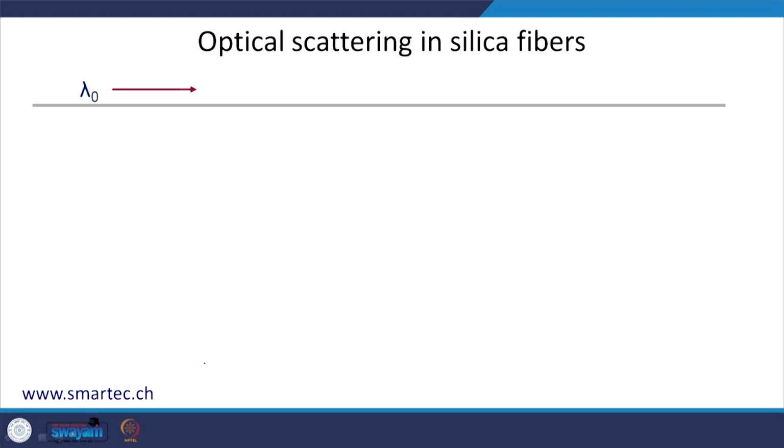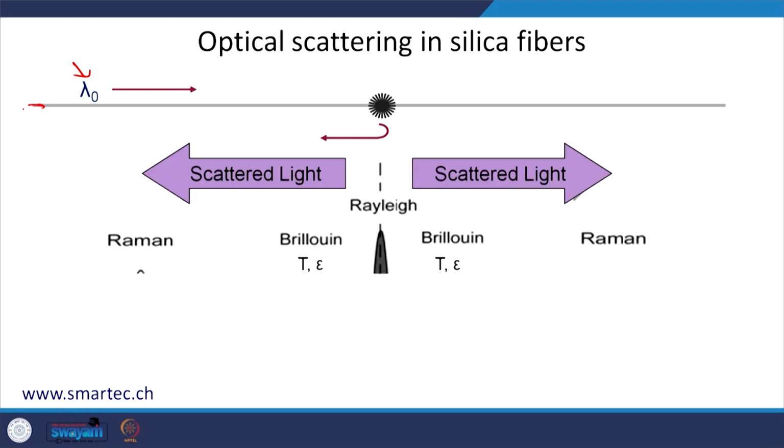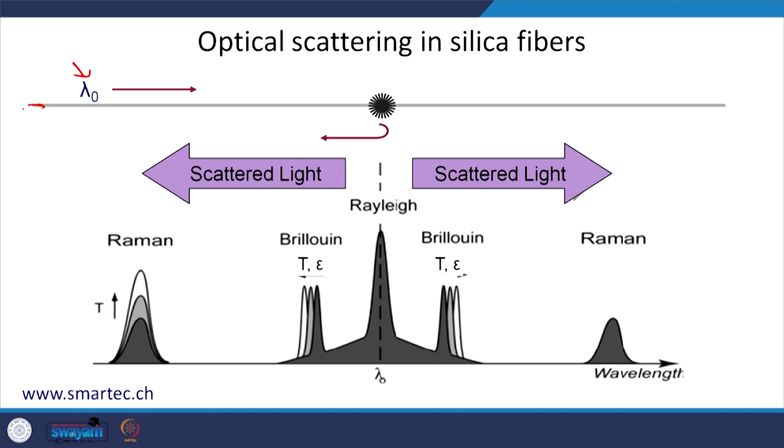Optical scattering in optical silica fibers. We know that when light of wavelength lambda 0 travels through an optical fiber, a small part of it will get scattered and also backscattered. The scattered light will be everywhere, and we already talked about Rayleigh and Raman scattering. It can also be Brillouin scattering, which has bands very close to the incident wavelength, and we can use it for sensing applications.